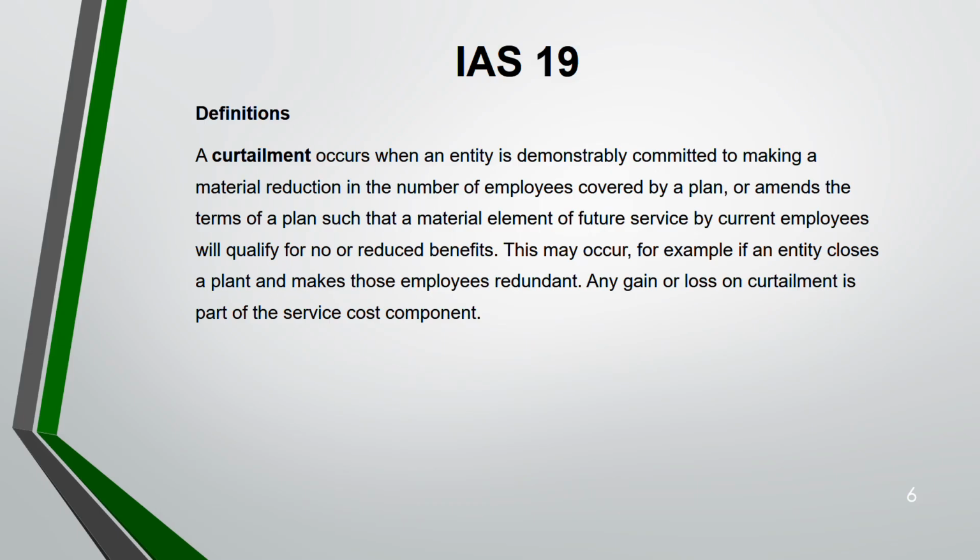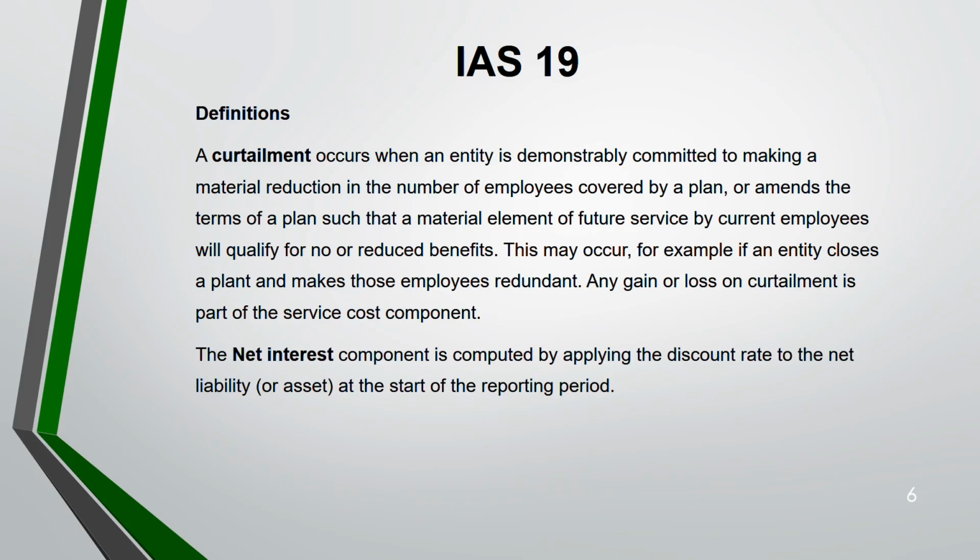So this may occur if an entity closes a plant and makes employees redundant. So you can link curtailment with making employees redundant. And any gain or loss on curtailment is part of the service cost component. Okay. Next, net interest. Net interest is applying the discount rate to the net liability or asset at the start of the reporting period, not at the end, start. All this amount you will be given: net interest, past service cost, current service cost, everything.